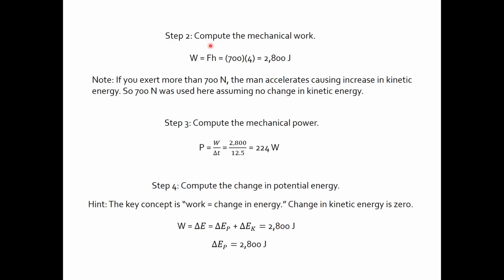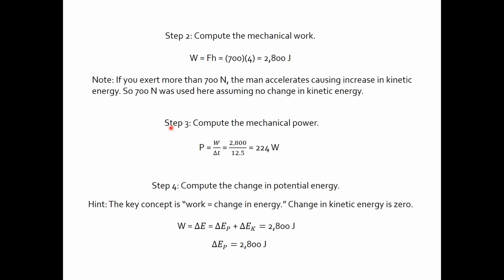And then force was 700 Newton. And multiply these two: force times displacement times cosine 0 degree, which is 1. So 2800 joule here. And note that if you exert more than 700 Newton, the man accelerates, causing increasing kinetic energy. So 700 Newton was used here, assuming no change in kinetic energy. Again, there is one assumption in this question, which means there's no change in kinetic energy. He didn't accelerate while ascending.